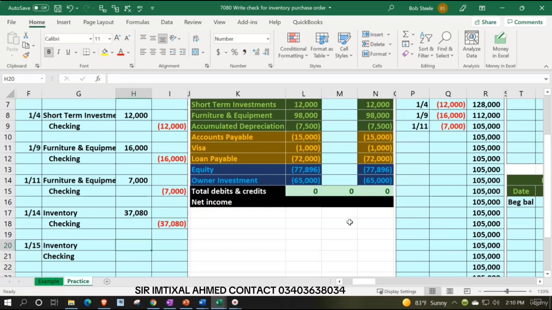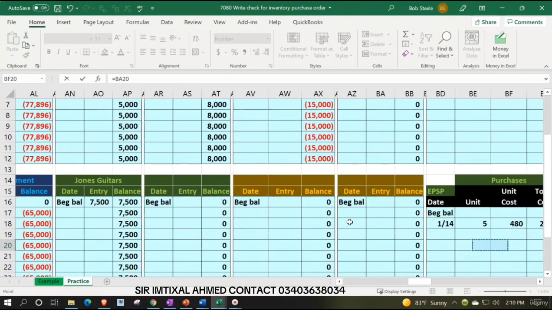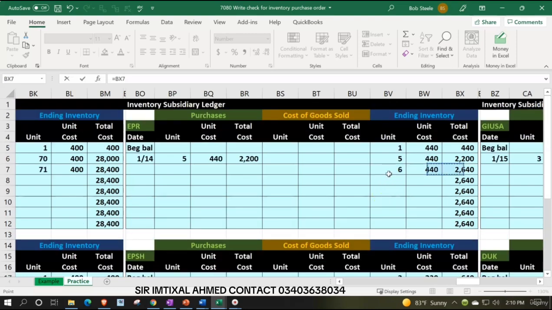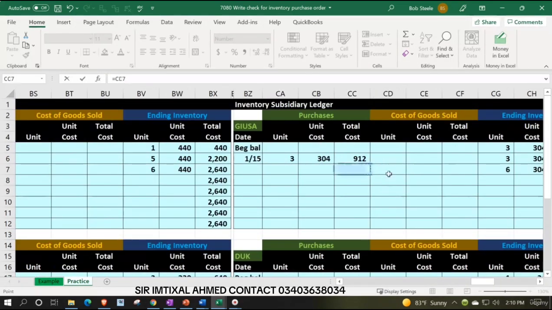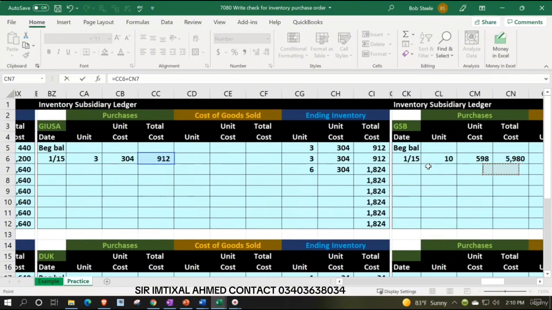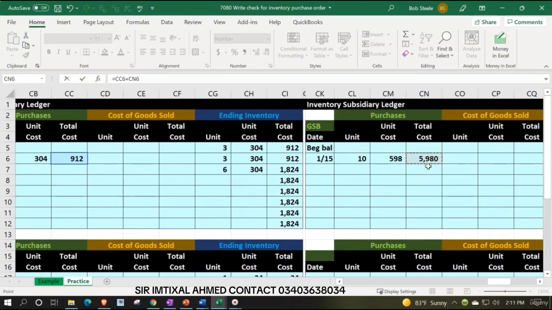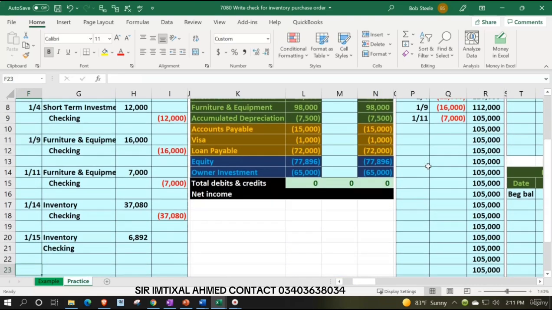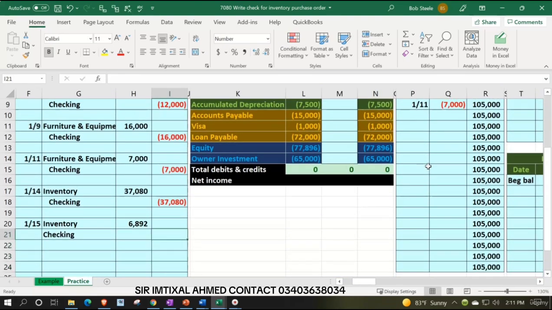And then once again, you could just type in the 6,892, but I'm going to do this so you can see where it comes from. Equals, go all the way to the ledger. We need to tie this out to the ledger. So this is going to be the 912 that we purchased, and we purchased that for 5.98, and that's where that 6,892 comes from. Negative of that number. There, we got it. Let's indent the checking, alignment, indent.